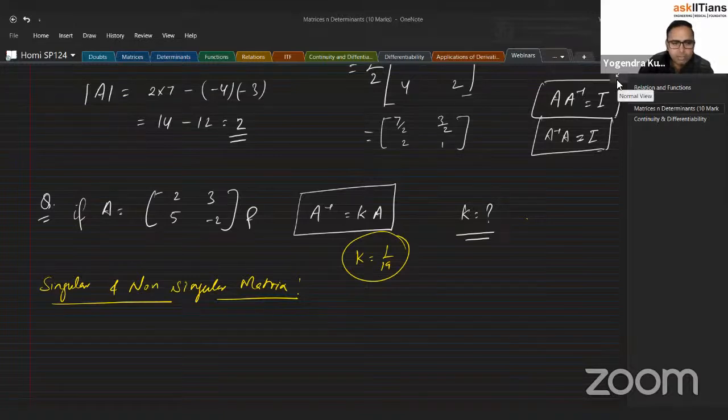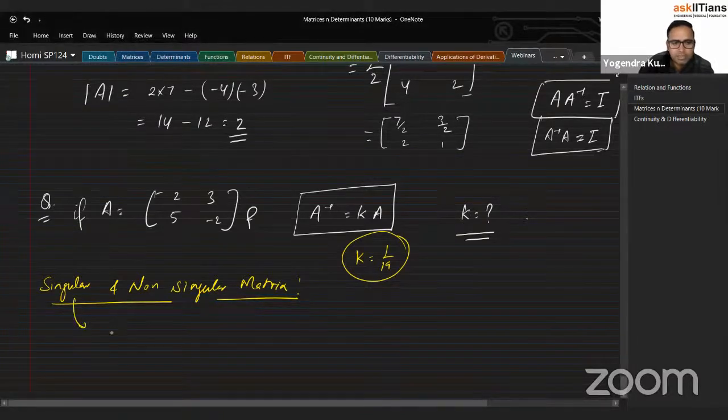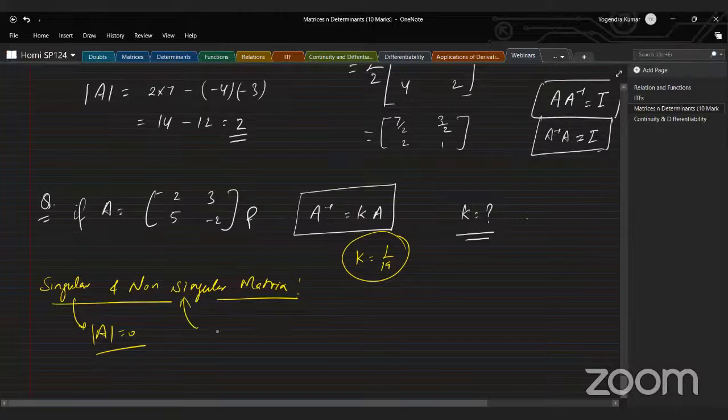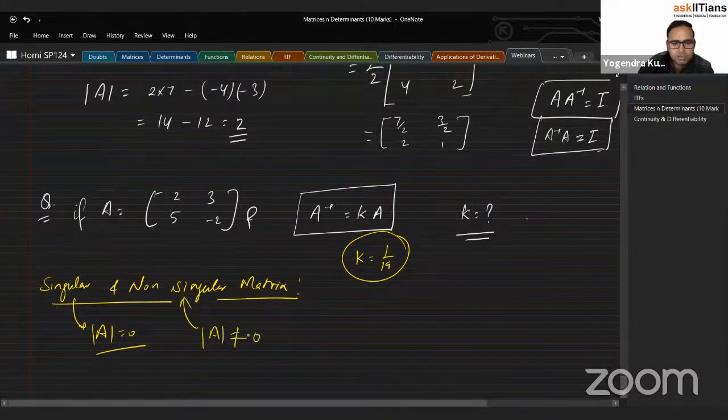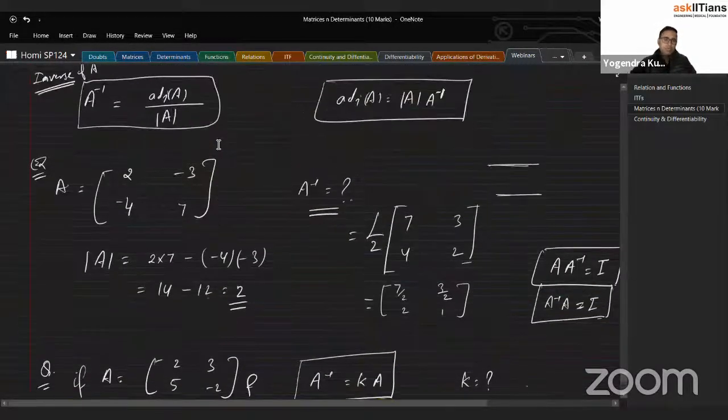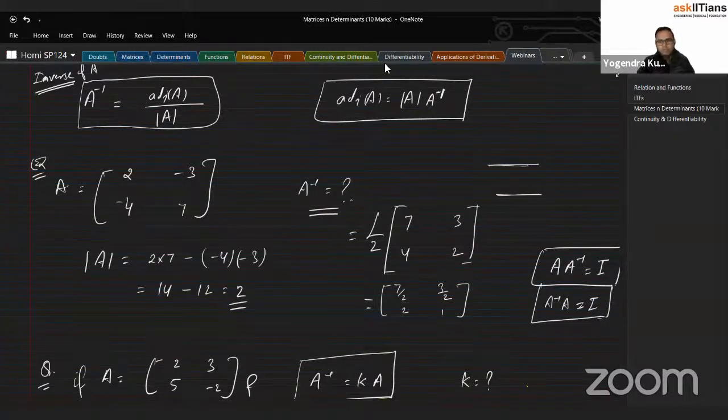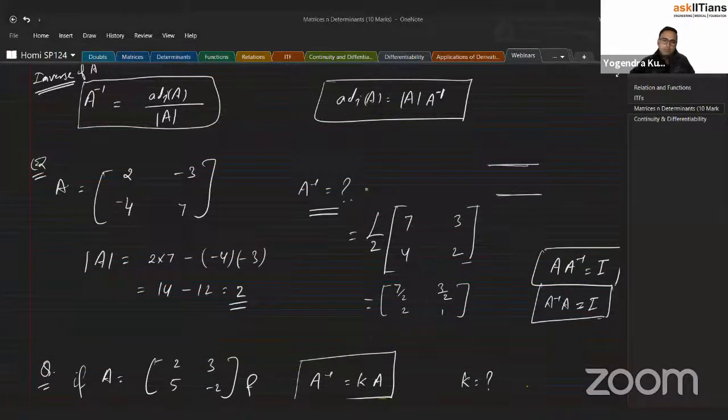Singular when what? When the determinant is 0. Non-singular means the determinant is not 0. So we can find the inverse of a non-singular matrix only. If the determinant is 0, we cannot find the inverse of a singular matrix, because it will be something divided by 0. So in this question also, before finding the inverse, you should check the determinant. If it is 0, no need to work on the cofactors and all, because that is a long process. Remember that.